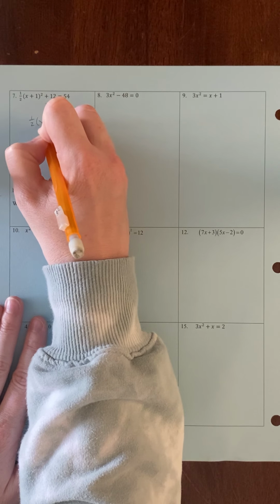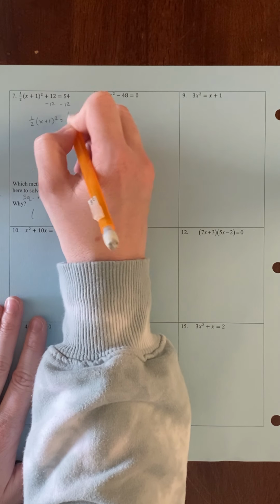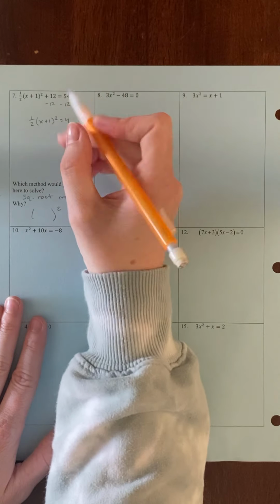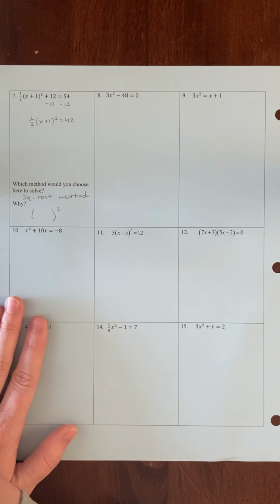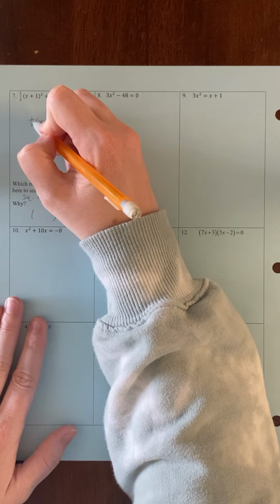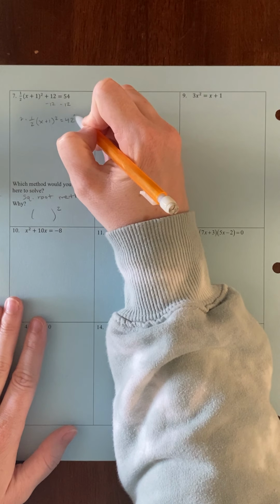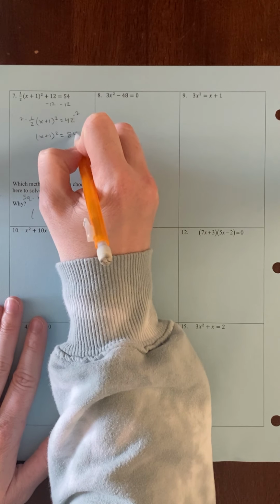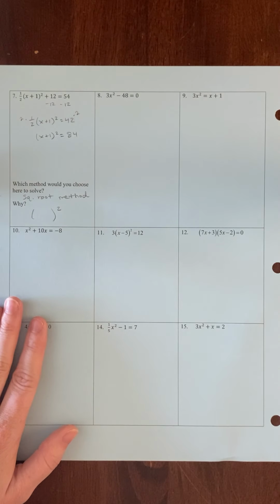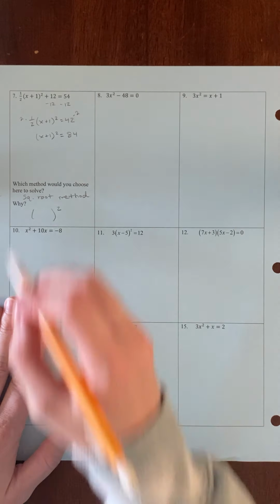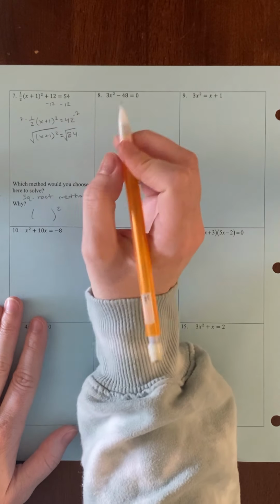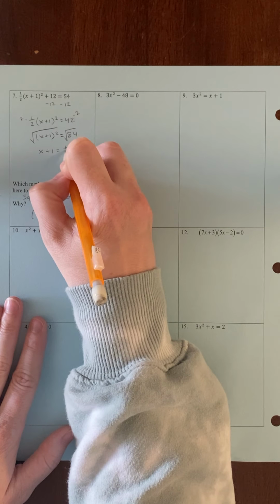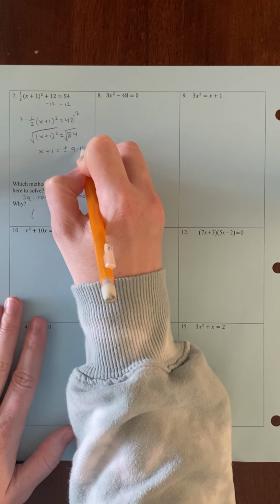I get 1/2 times x plus 1 squared equals 42. Then to get rid of this fractional coefficient, I'm going to multiply by the reciprocal, which is 2. So I get x plus 1 squared is equal to 84. Now that I have that set of parentheses squared isolated, I'm going to take the square root of both sides. The square root of x plus 1 squared is x plus 1. The square root of 84 is positive or negative 9.17.